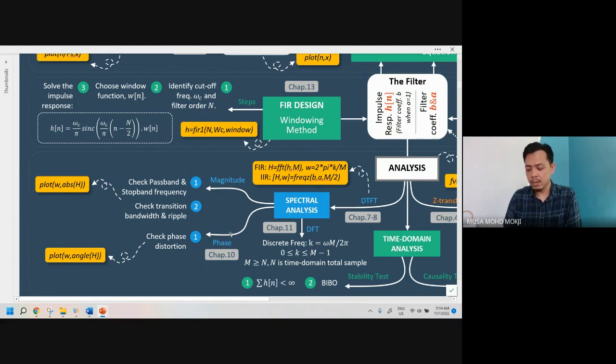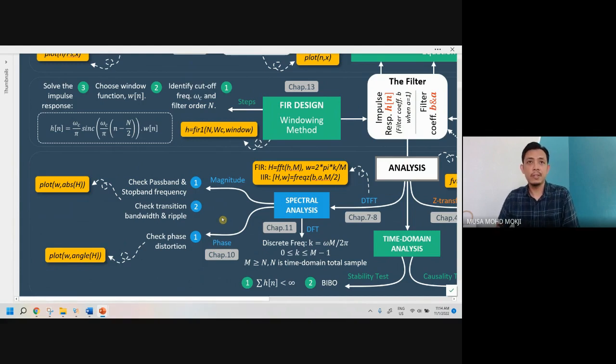We have seen phase also last week. What is the characteristic of phase? We do analysis on phase because we want to know whether there will be a delay at the output. That is very, very important, for example.